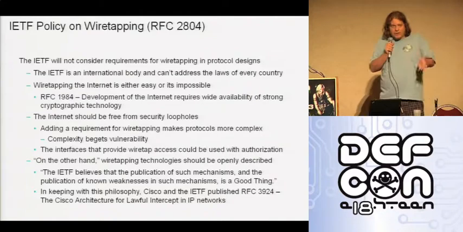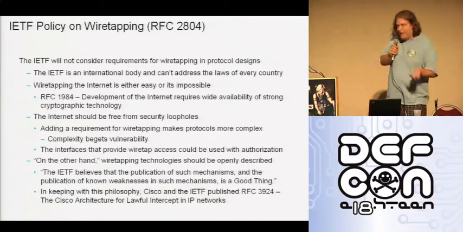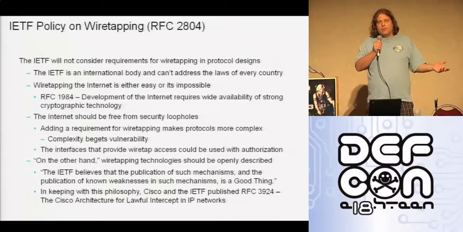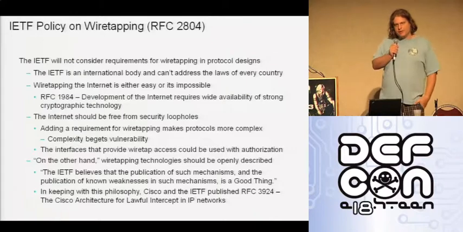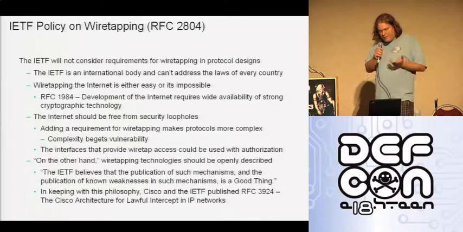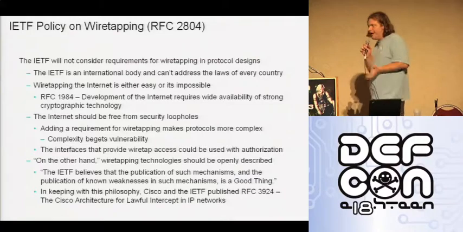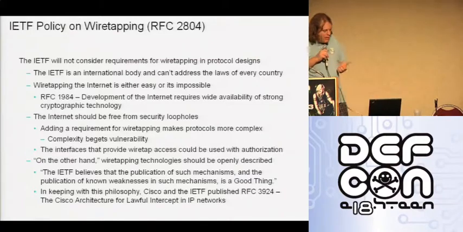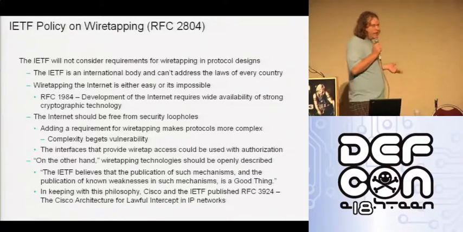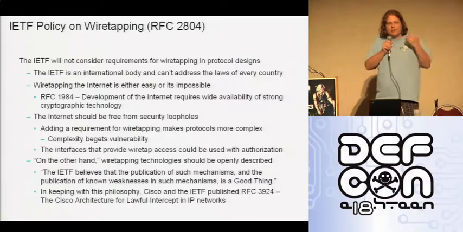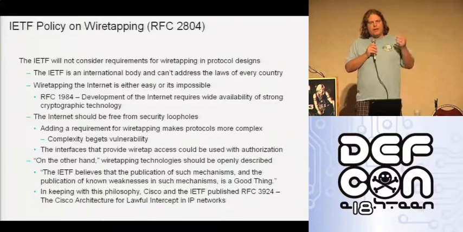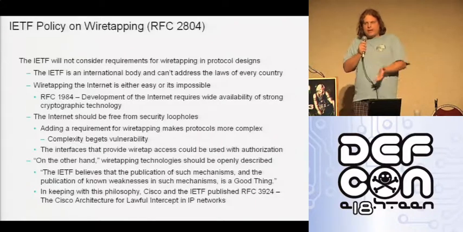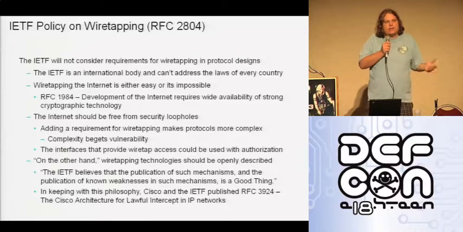If you built interfaces into the internet that enabled wiretapping, someone might misuse them. Someone might gain unauthorized access to them. That's a concern, so perhaps we shouldn't design those weaknesses in. However, they did say that if you were going to design a surveillance system into the internet, you should tell everyone how you did it. You should publish the details of your architecture. There are two reasons for that. The first is that it allows peer review. People can take a look at your architecture and see if there are any security weaknesses in it.